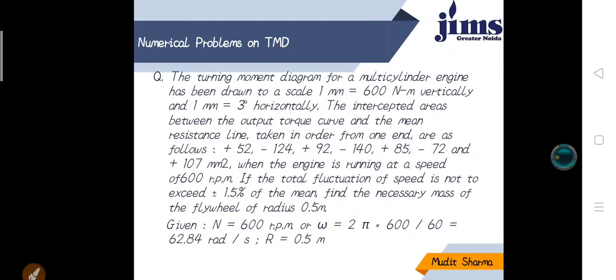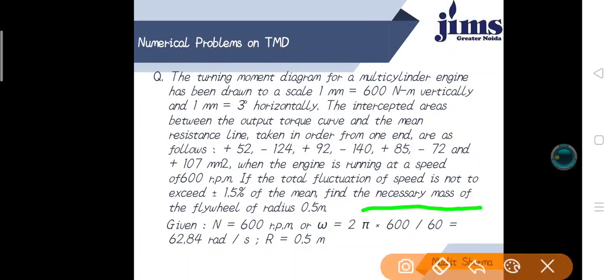Now find the necessary mass. Here we calculate the mass of the flywheel. The radius is already given as 0.5 meter. So these are the given data: capital N equals 600 rpm, then omega equals 62.84 by the formula 2 pi N upon 60, and capital R is 0.5 meter.